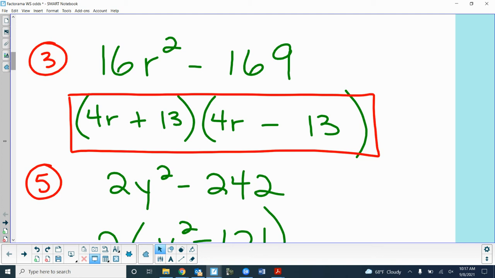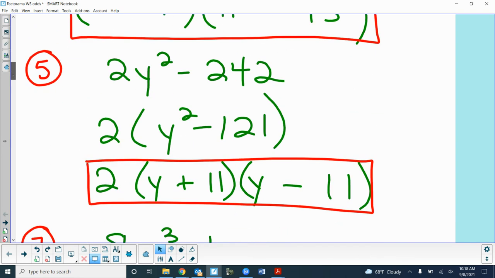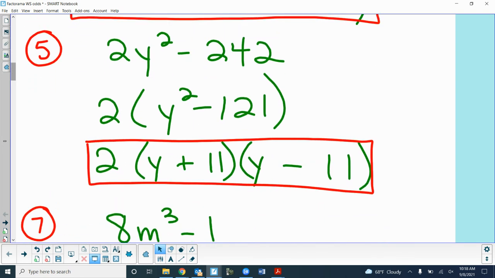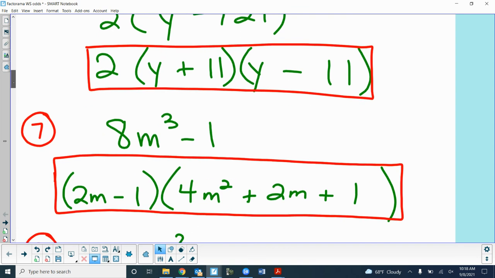What happens with number 5? To start, what do we always look for? GCF. What is it? 2, thank you. Then I have a difference of squares. So square root of y squared is y. Square root of 121 is 11. One's a plus, one's a minus. What do we call this one, number 7? Just did it. Difference of cubes, right? So the binomial is the cube root of that, 2m. The cube root of that, 1, same sign, minus.